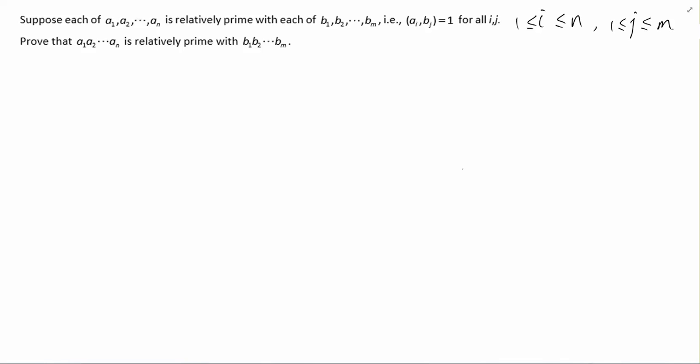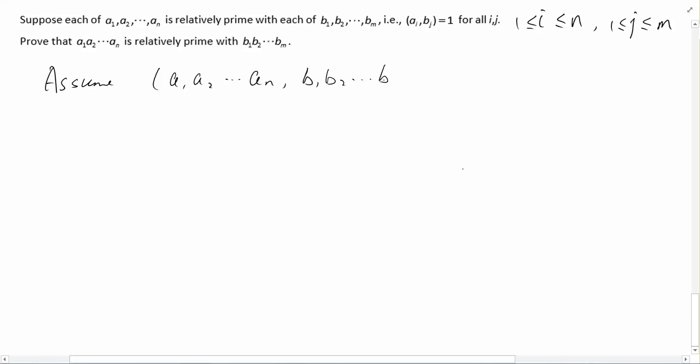And this proof can be done by contradiction. Firstly, we should assume the greatest common divisor of these two products, A1 times A2 up to An, and B1 times B2 up to Bm, is equal to D, and D is greater than 1. Okay, this is our assumption. And since D is greater than 1, therefore D must have a prime divisor.